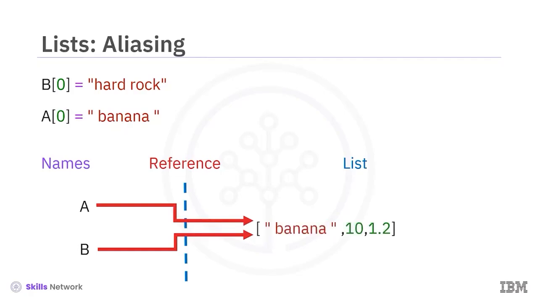A and B are referencing the same list. Therefore, if we change A, list B also changes. If we check the first element of B after changing list A, we get banana instead of Hard Rock.